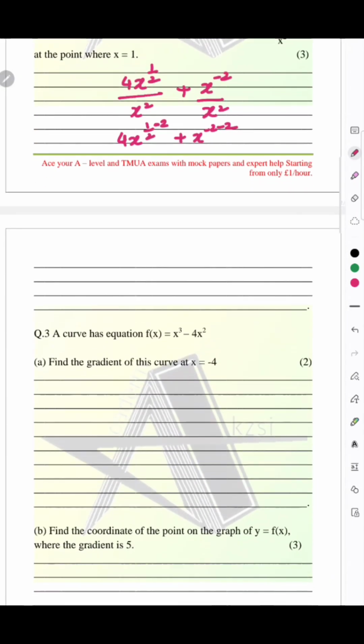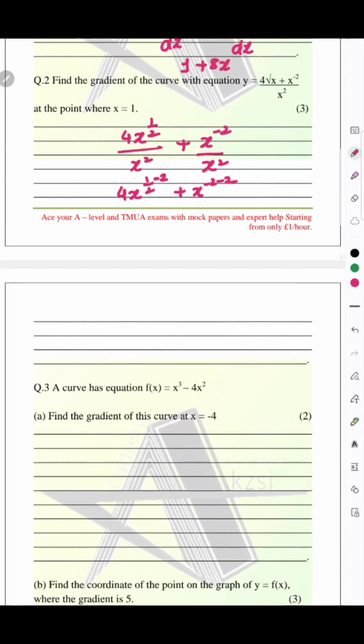Whenever we divide, obviously the powers get subtracted. So this will be 4x to the power of minus 3 over 2 plus x to the power of minus 4. Now we have to differentiate it.